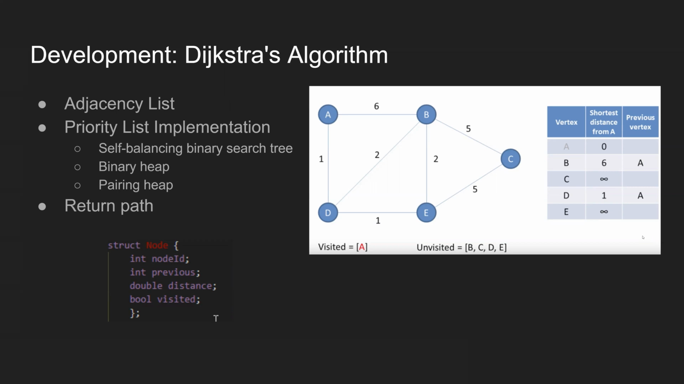So with our development, we chose to use Dijkstra's algorithm. Dijkstra's algorithm is used to find the shortest possible distance between two different vertices. We decided to use an adjacency list to store all of the adjacent edges. Given a node, you get the adjacent edges, and we decided to use a priority queue to implement the algorithm. We chose this priority queue because it seemed very straightforward compared to other ways to do it, such as a self-balancing binary search tree or binary heap or pairing heap.